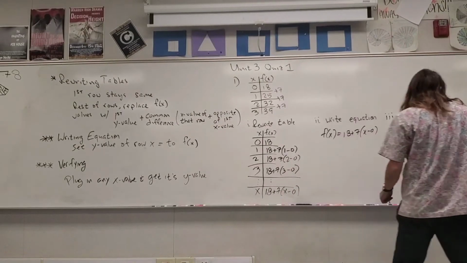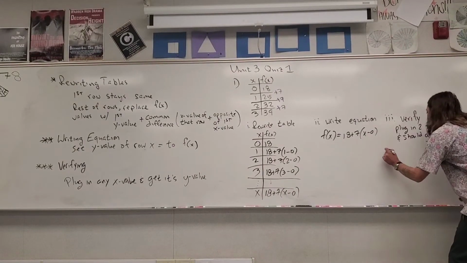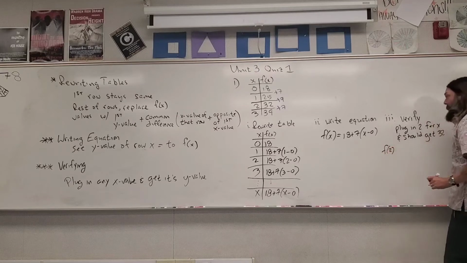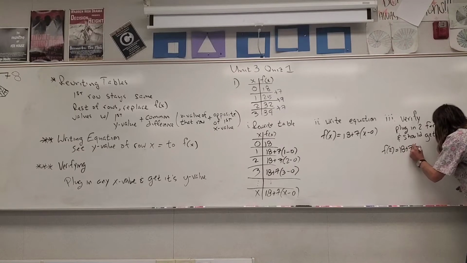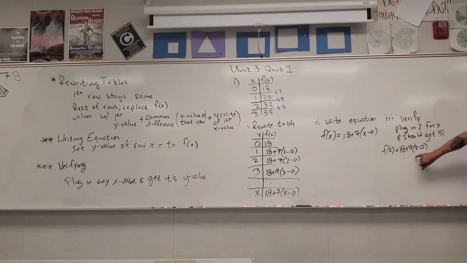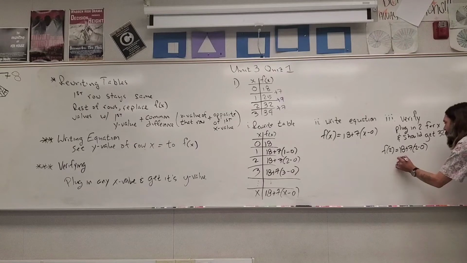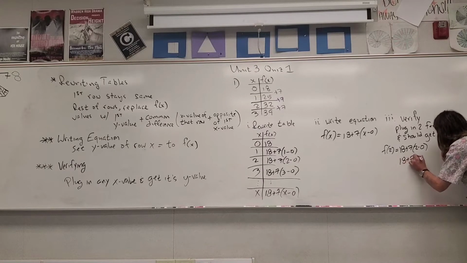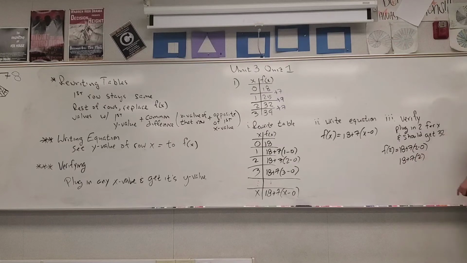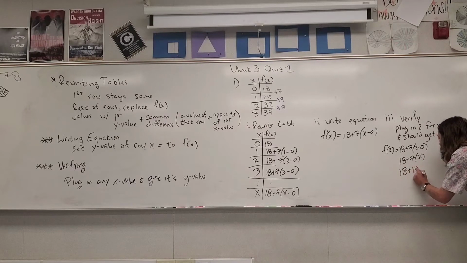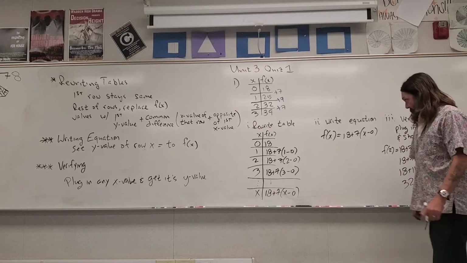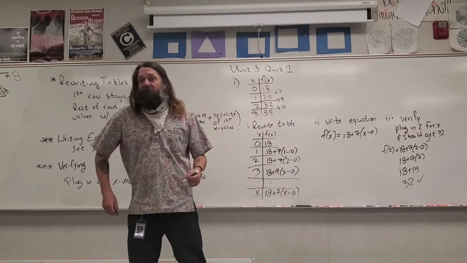So I'll plug in 2 for x. So I've got 2 places I'm going to plug in a 2. So remember, we deal with the parentheses first. So now I get 18 plus 7, 2 minus 0, that's 2. I do the multiplying before I do the adding, so now that's 18 plus 14. And now I add these together and I get 32. That's a good equation. So that's how we do problem 1 from our Unit 3 Quiz 1 redo.